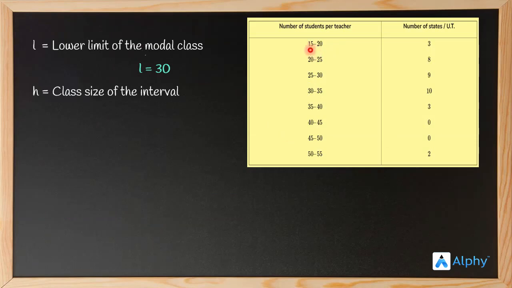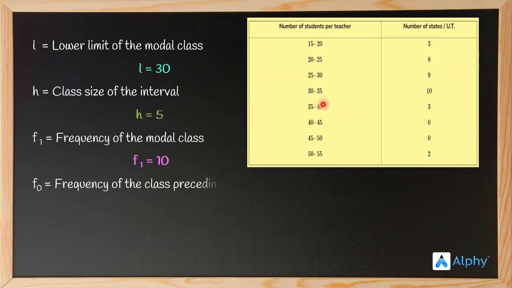For the first class interval, if we subtract 15 from 20, we will get 5. In the second class interval, if we subtract 20 from 25, we will again get 5. For all the class intervals, if we find the difference between the upper limits and the lower limits, we will get our class size as 5. The class size remains the same for all the class intervals. So h is equal to 5. f1 represents the frequency of the modal class. Our modal class is 30 to 35, so f1 is equal to 10.